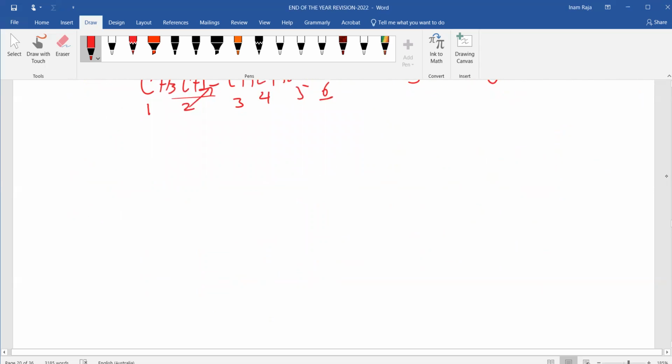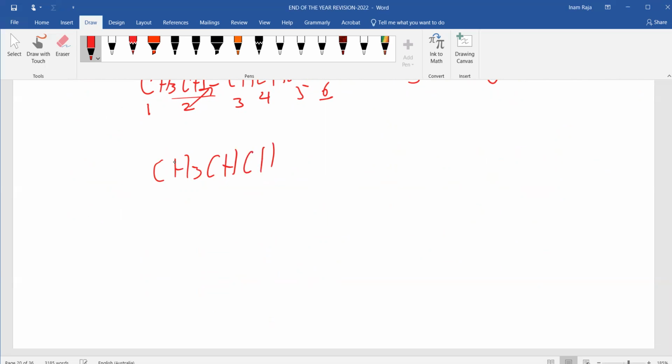Let's see for alcohols, CH3, CH2, CH3, let's say, and you have OH here. We start numbering from this side again because the functional group is closer. So 1, 2, 3, 4, I'll say butane-2-ol. All right.